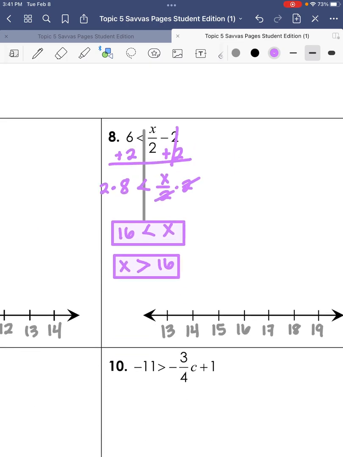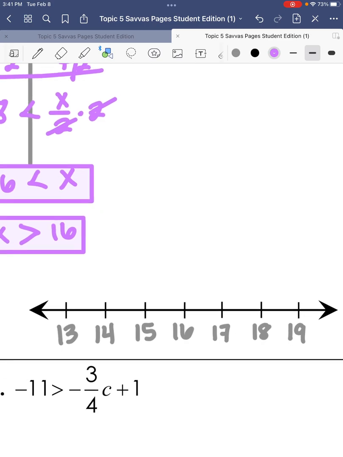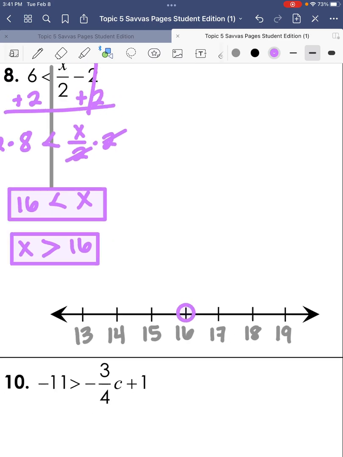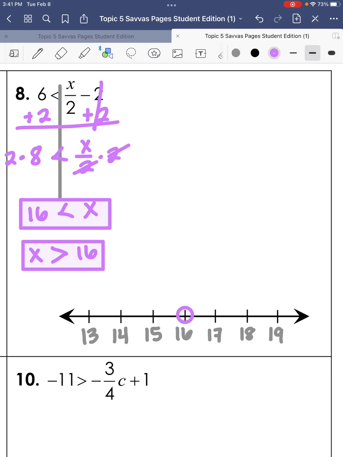So let's graph it. I've already labeled my number line, and at 16, I need to place my circle. What kind of circle should it be? It should be an open circle. And I want to shade all the numbers that are bigger because x is greater than 16. So I'm shading towards 19 and beyond, so I'm going to include that arrow.